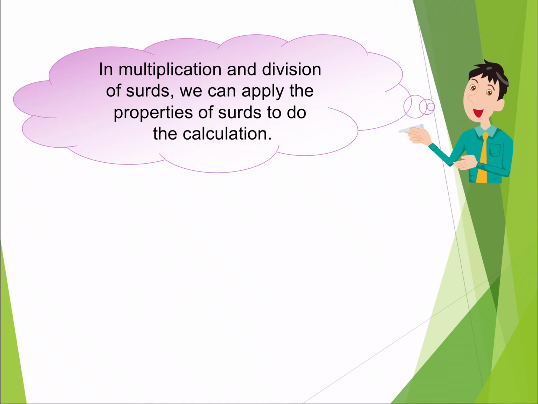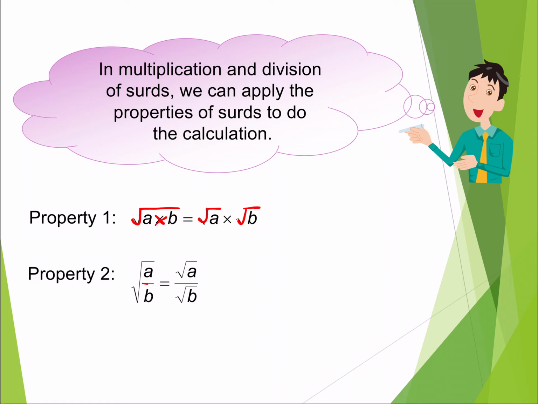Okay, now we move on to the multiplication and division of surds. So please have a quick review together of the surd properties. If we have a multiplication here, the surd form can be distributed to both A and B. If we have a division here, the surd can be distributed to both A and B.